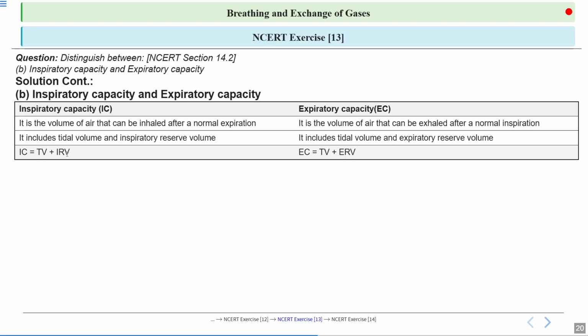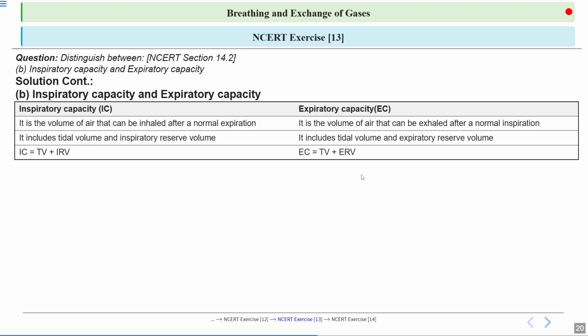Now, see this. Expiratory capacity. It is the volume of air that can be exhaled after normal inspiration. Once you do the normal respiration, you exhale out the amount of air, right? So it includes the two things again because it is a capacity. What is that? Tidal volume and expiratory reserve volume. So EC is equal to TV plus ERV. This is the formula, right?